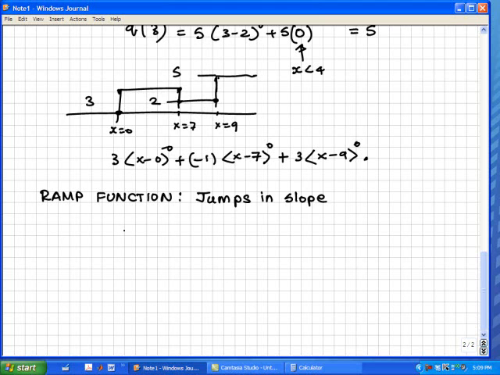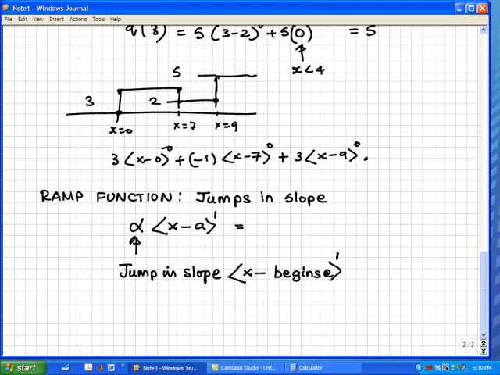So the definition is the following. It is written as alpha times x minus a to the power 1. So this is the jump in slope, times x minus the beginning value, and then the power tells me it's a straight line. Which means this function looks like this.